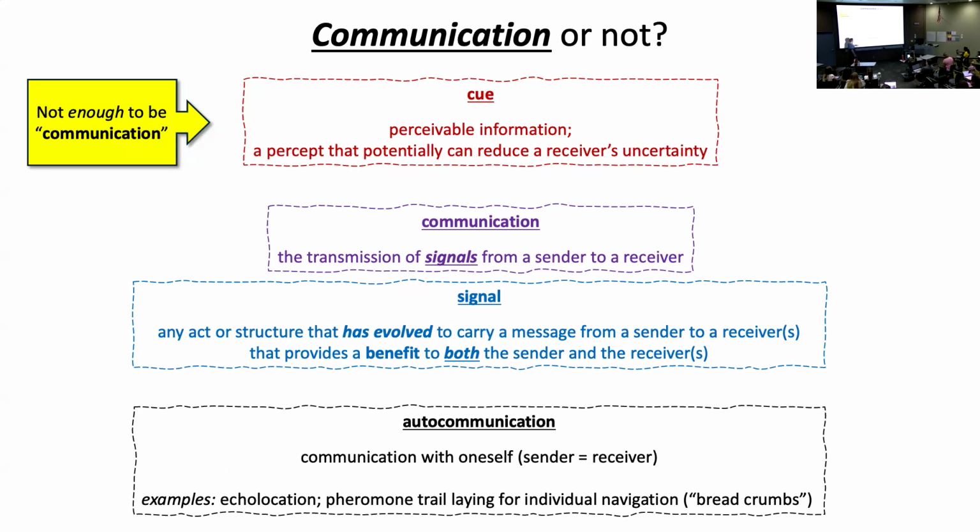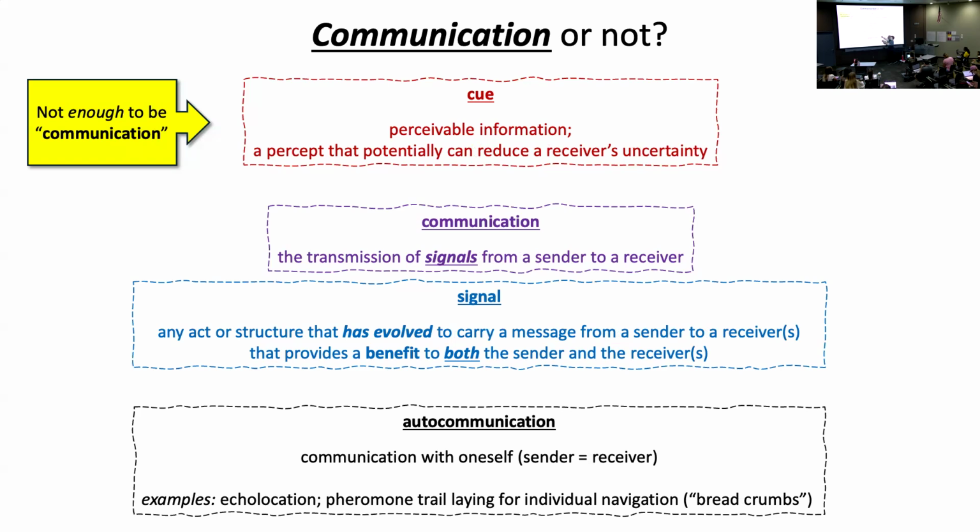Another example of that is pheromone trail laying, if an ant isn't using it for communication. If the only way you can get back home is by laying a trail and then following that trail back, like Hansel and Gretel and breadcrumbs, then we refer to that as auto communication. But at the instant other ants start using that trail too, it may not be auto communication. Auto communication is kind of a rare thing, but it is possible for signals to evolve where the sender and receiver are the same individual.